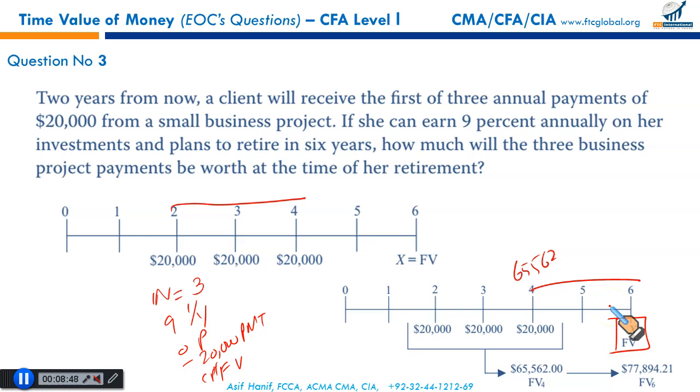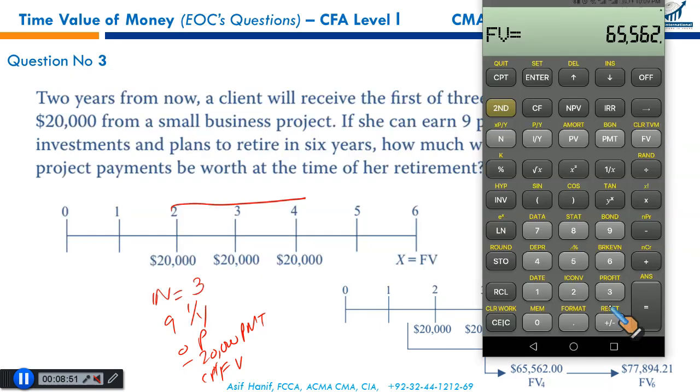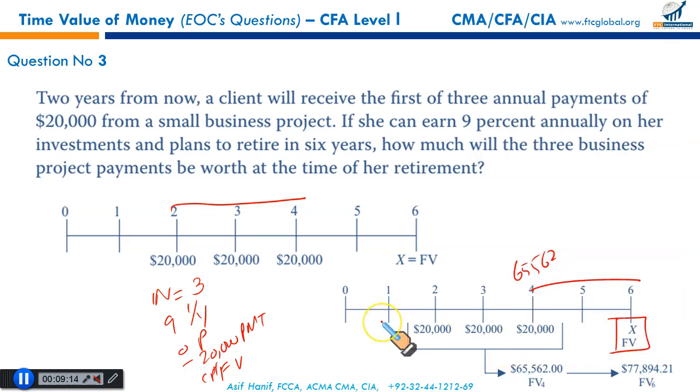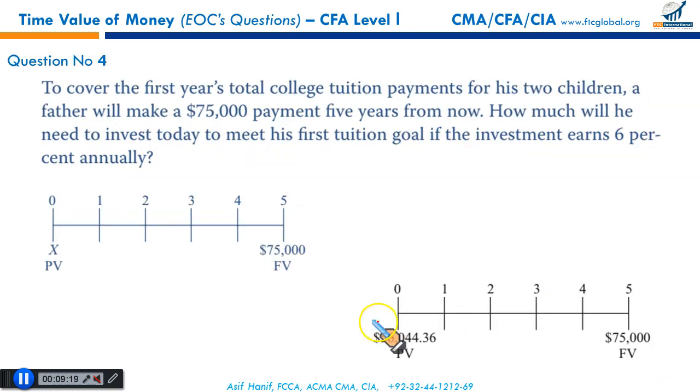So what you will do simply, this is what we have as a present value. Now this will serve as a present value. 65,562 is now the present value that will be compounded for the next 2 periods at 9% interest, 2 periods, 0 payment, and it will give you the future value, that is 77,894.21, perfectly matching with this result given here. So if you draw a timeline for a question like these, it will become very easy for you to manage these questions. Here we go.